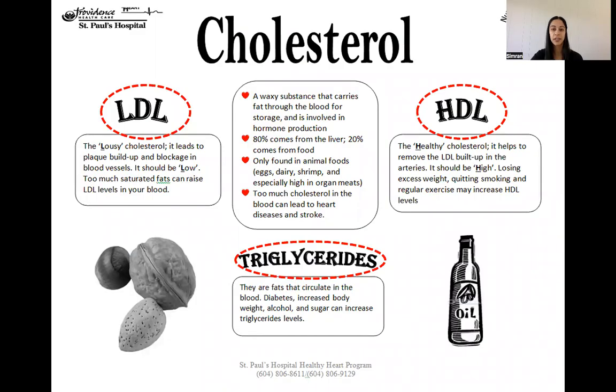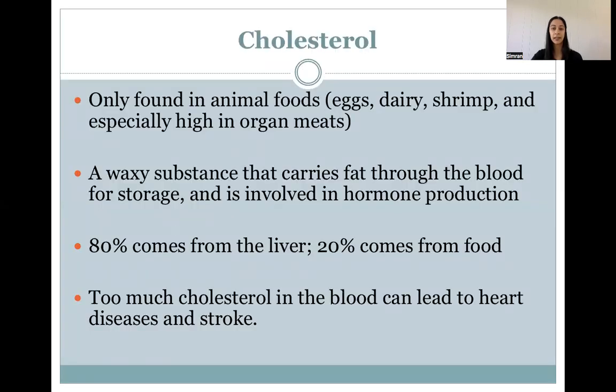So this first slide is just a general overview of the different types of cholesterol in our blood. I will be going over each category in more detail in the upcoming slides. So starting off with cholesterol. Cholesterol is only found in animal foods like eggs, dairy, shrimp, and especially high in organ meats. It's not found in plant-based products.